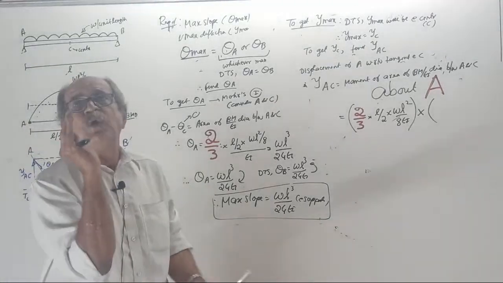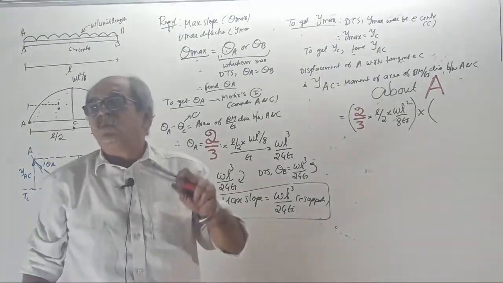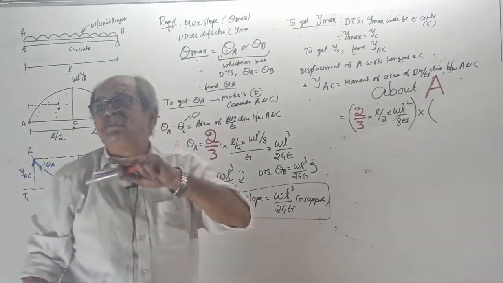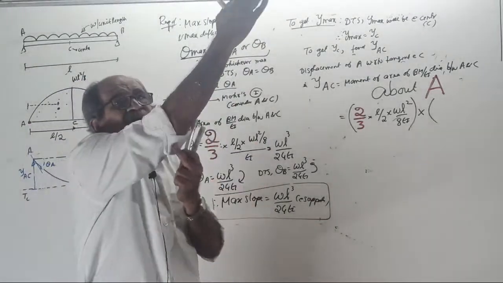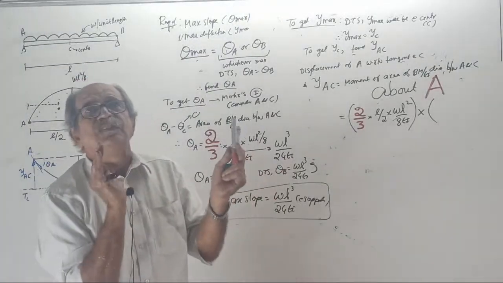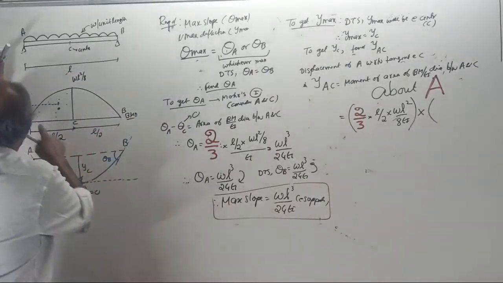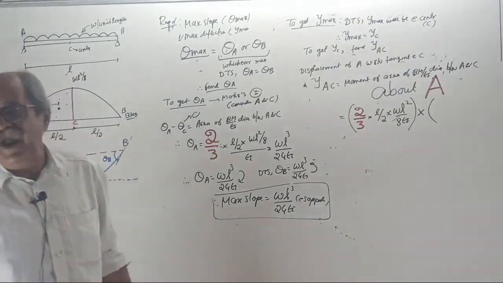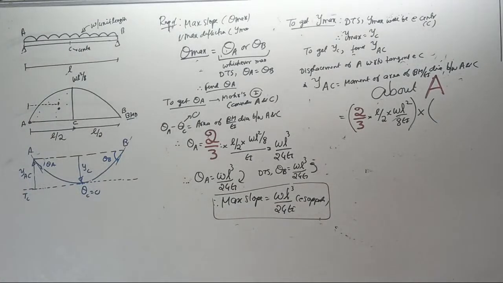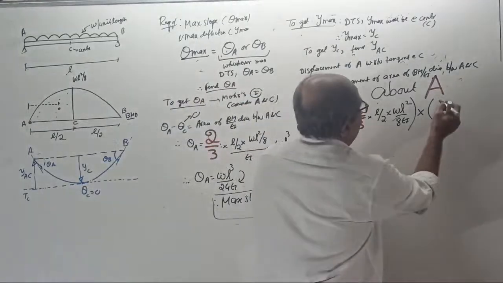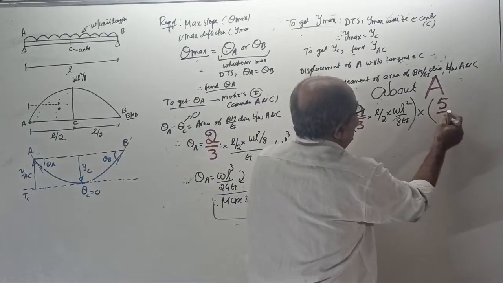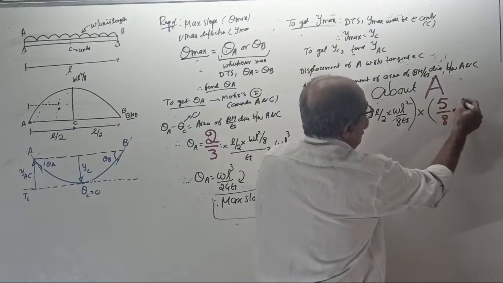I told you, for this type of parabola, 3/4, 1/4. For this triangle, 2/3, 1/3. For this parabola, one of them is 3/8, other is 5/8. Tell me, from here to here is 3/8 or 5/8? 5/8. Remember, it is 5/8 of base. What is the base? L by 2.